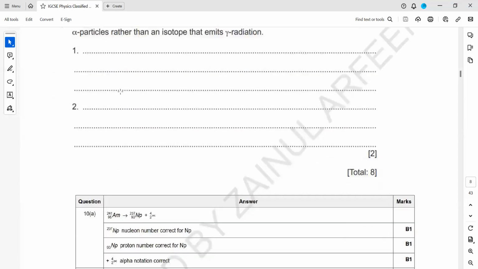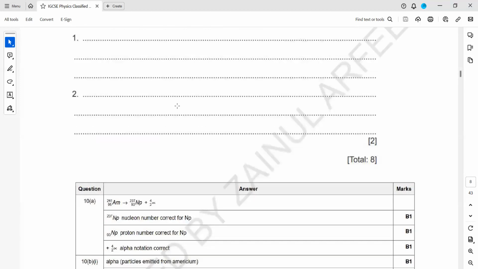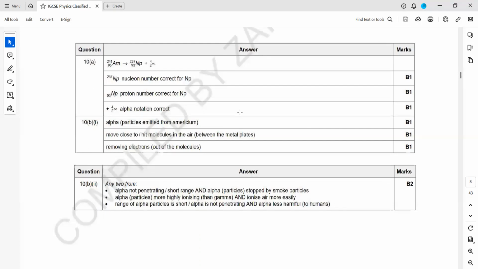And the second thing is ionization. Alpha is a better ionizer than beta and gamma. So as you can see here, alpha has a short range and alpha is more highly ionizing as compared to gamma. So it is less harmful for this use.